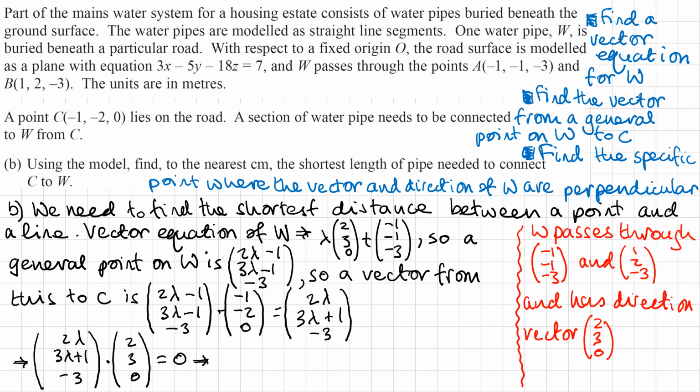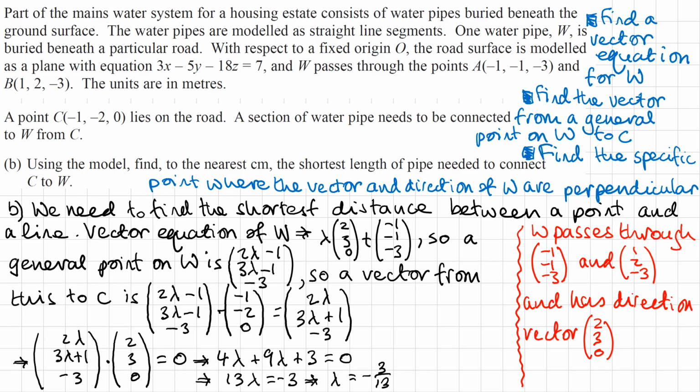So here's my dot product between this general point vector and the direction of W, which is this (2, 3, 0). Let's now work that out. We get 2 lambda times 2, so 4 lambda, plus 3 lambda plus 1 times 3. That gives 9 lambda plus 3, and then -3 times 0 is 0, and we're going to make this equal to 0. From this we can solve for lambda. We'll have 13 lambda equal to negative 3, therefore lambda is equal to negative 3 over 13.